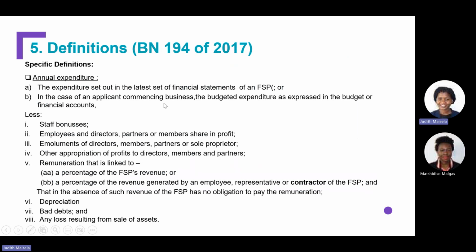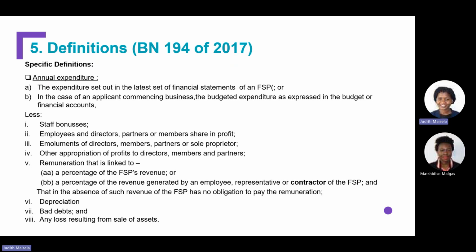So moving right along, I will be taking you through the definitions that are defined in the board notice that specifically relates to liquidity when we are calculating liquidity. So the first definition relates to annual expenditure. It is defined in the board notice as the expenditure set out in the latest set of financial statements of an FSP, or in case of an applicant commencing business, the budgeted expenditure as expressed in the budget of financial accounts.